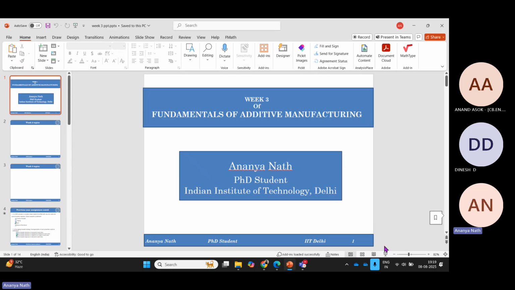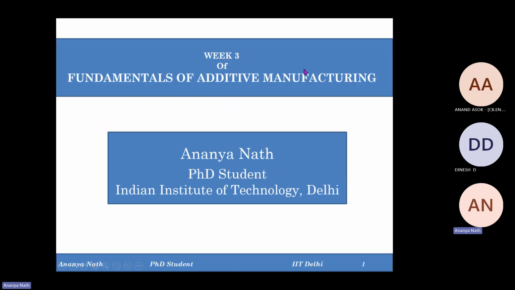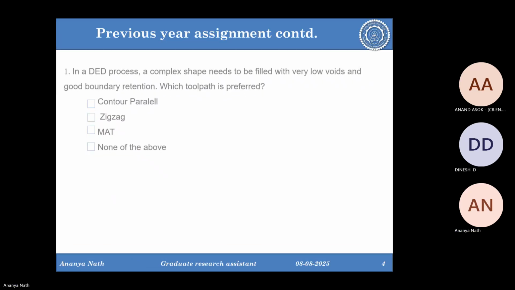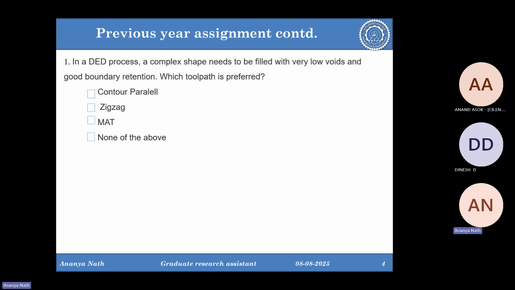I'm not going into depth. Rather, let's go to the previous year questions from week 3. I'll show the question, you try to answer. In a DED process, a complex shape needs to be filled with very low voids and good boundary retention. Which tool path is preferred? Any guesses?